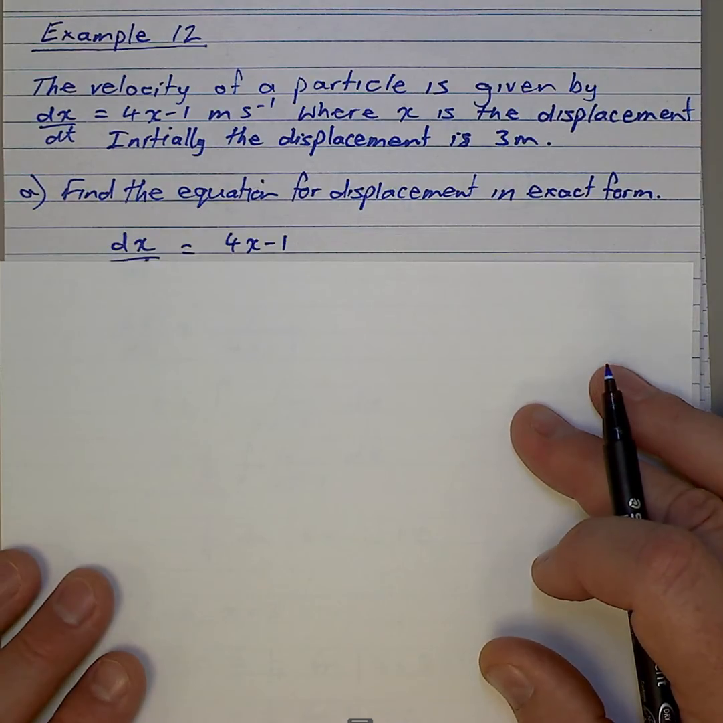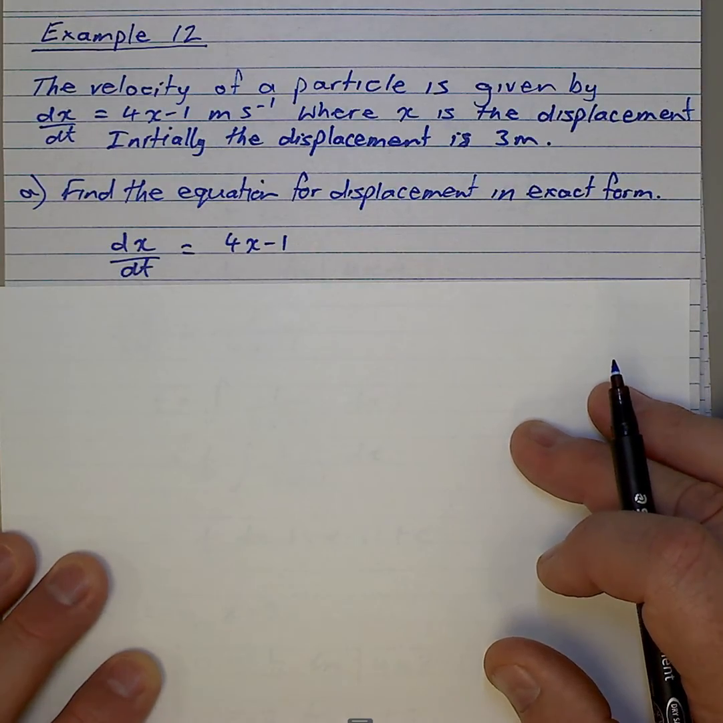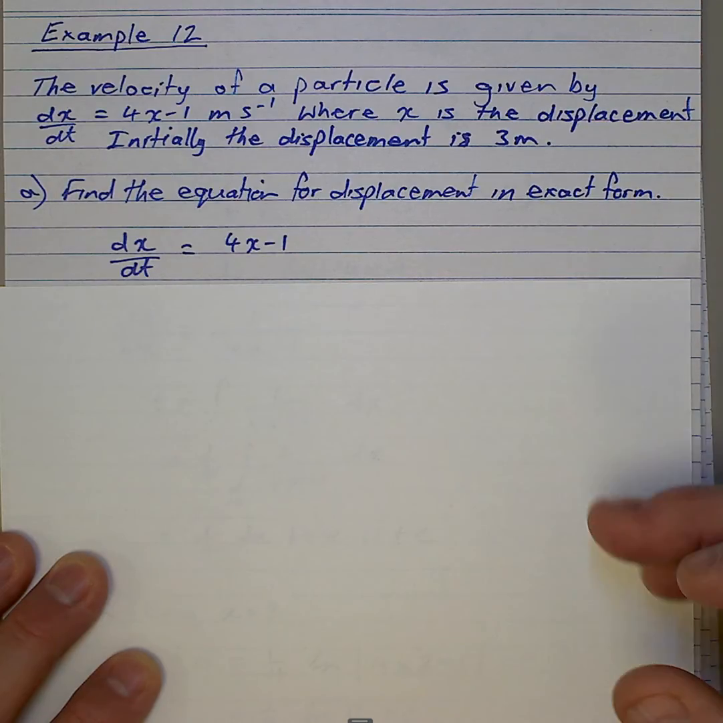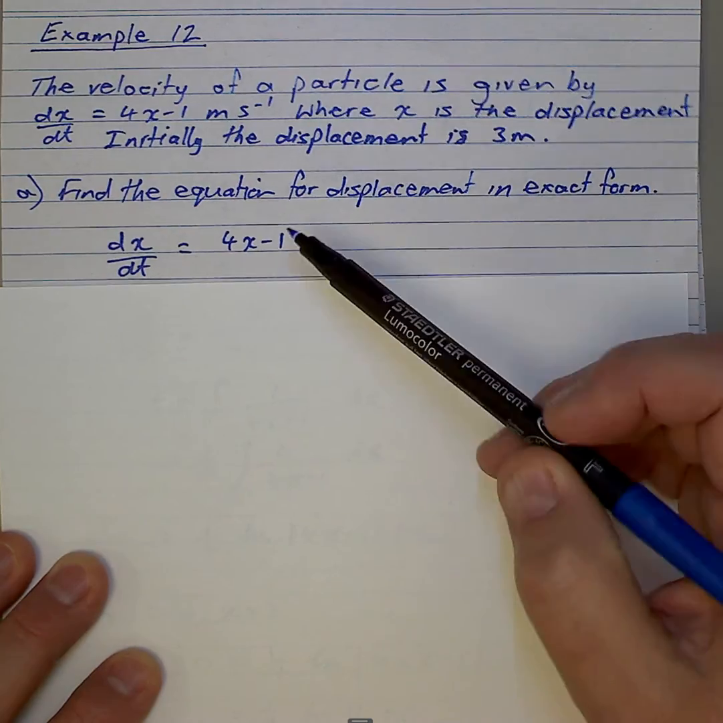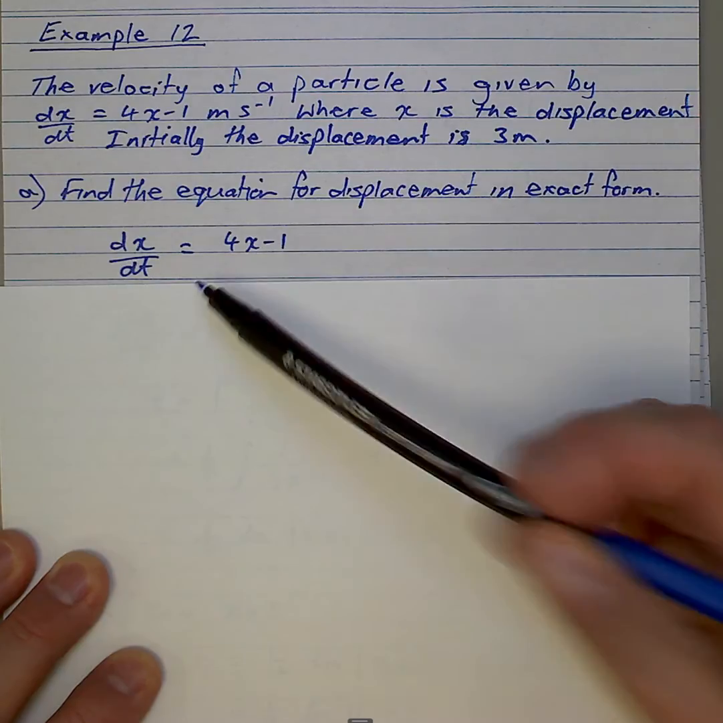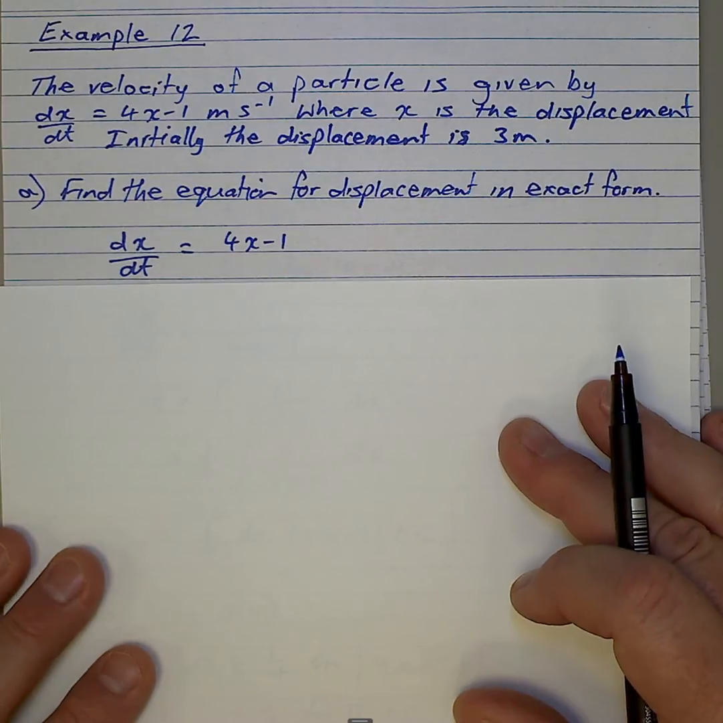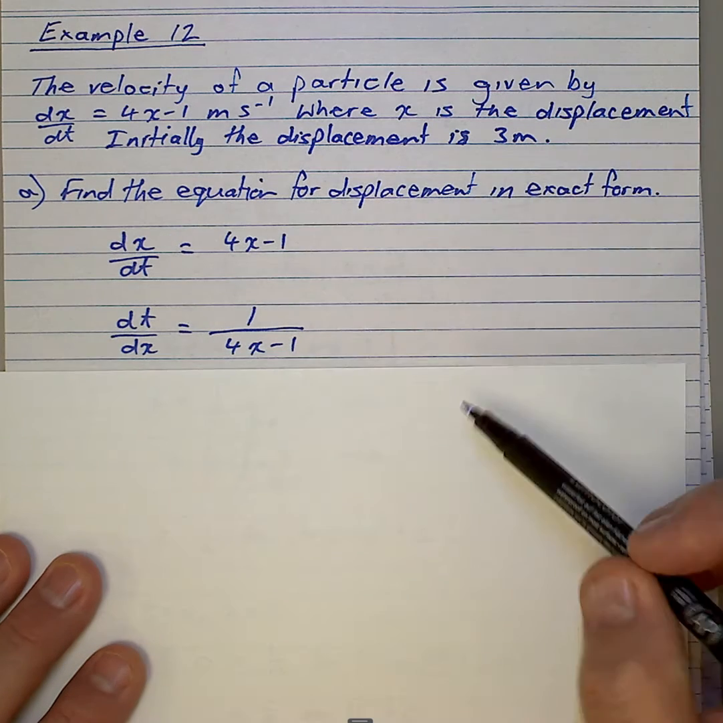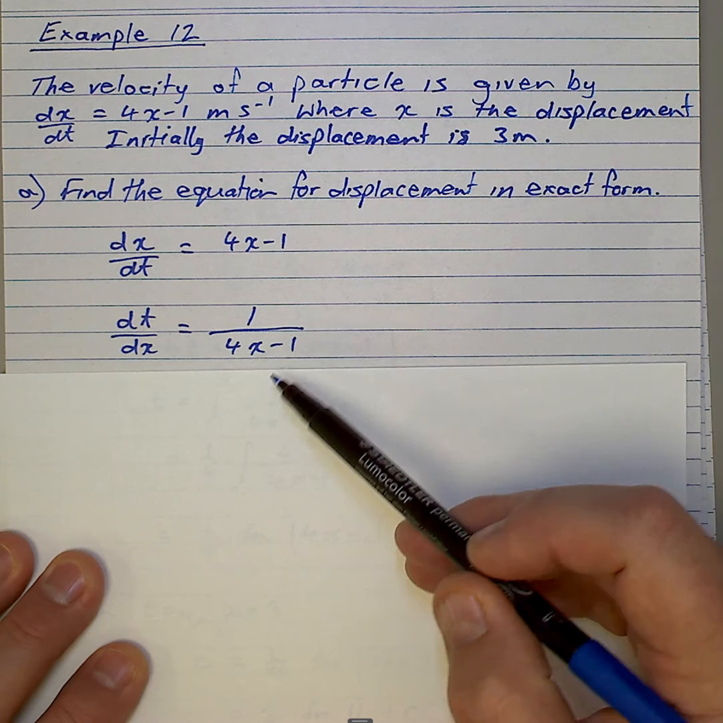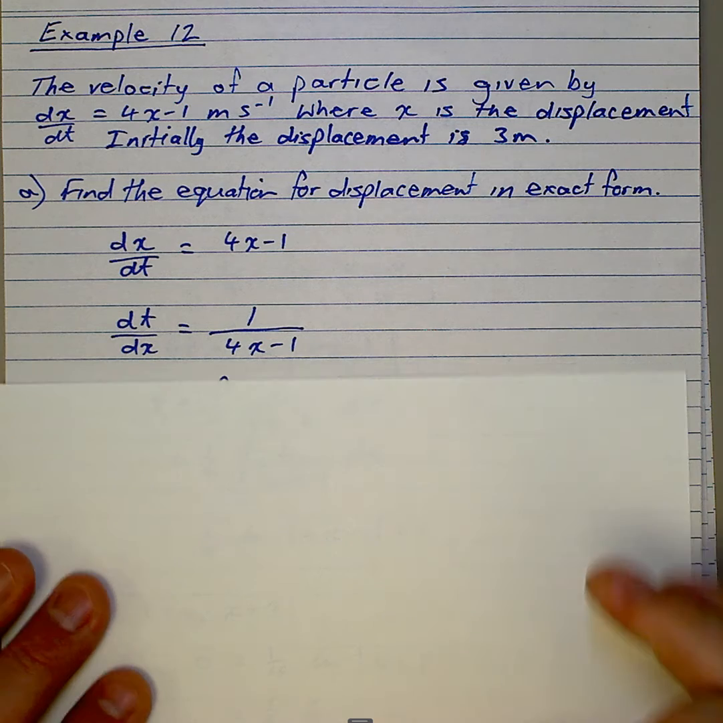So here, we're told in the question that dx/dt equals 4x minus 1, and I want now to find the original equation for displacement. So there's no variable t, so I can't integrate this, but what I'm going to do is to find dt/dx. I know that will be just 1 over 4x minus 1. Now I've got dx and I've got a variable x. So now I can perform an integration.